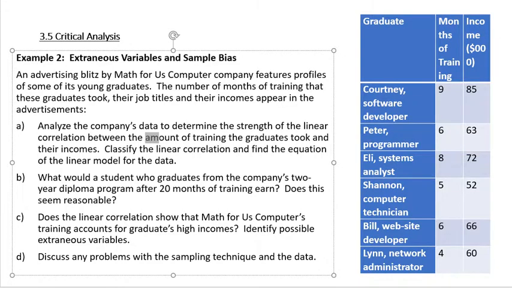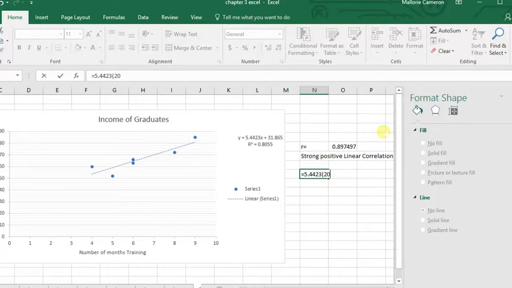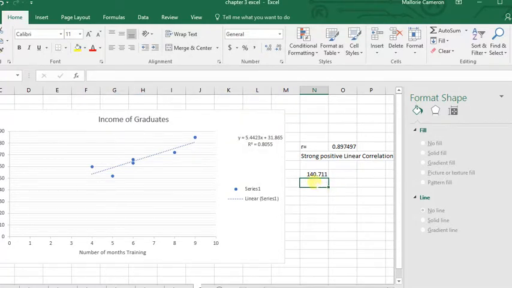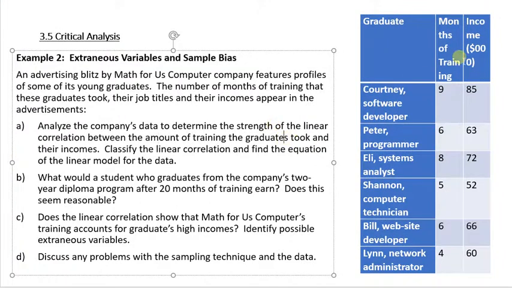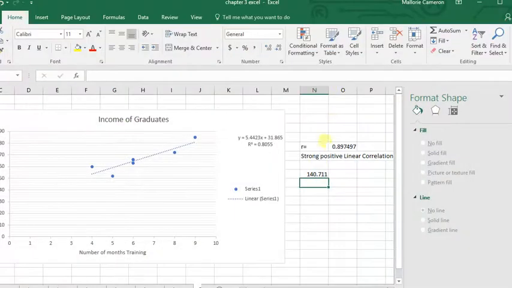And what would a student who graduates from the company's 2-year diploma program after 20 months of training earn? Does this seem reasonable? So 20 months of training. Let's actually just take 5.4423 times 20 months plus 31. And again, I forgot that star. So 140. So is it reasonable that after 20 months, somebody's going to make like $140,000? Remember this is income in 000s. So no, that's not reasonable.